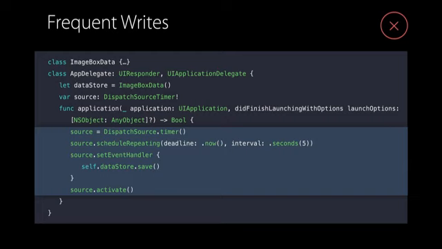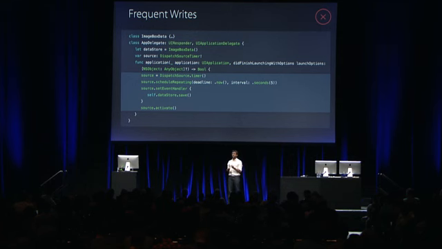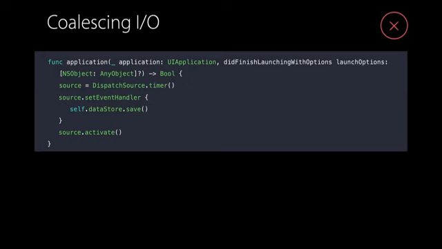Now, a lot of us write code like this because we want to make sure that the application data is being saved out consistently and regularly. However, there's a more I/O efficient way of doing this. And to fix this code, the first thing that we'll do is eliminate the repeating nature of the timer. So let's get rid of that.